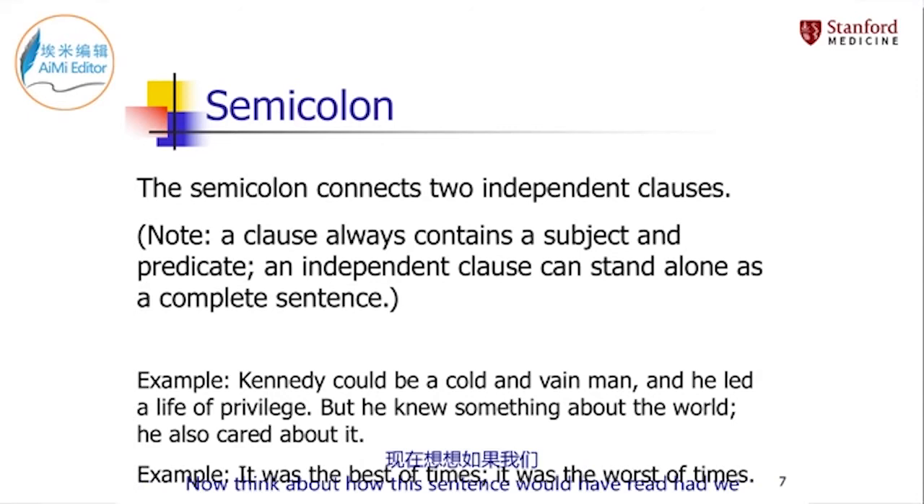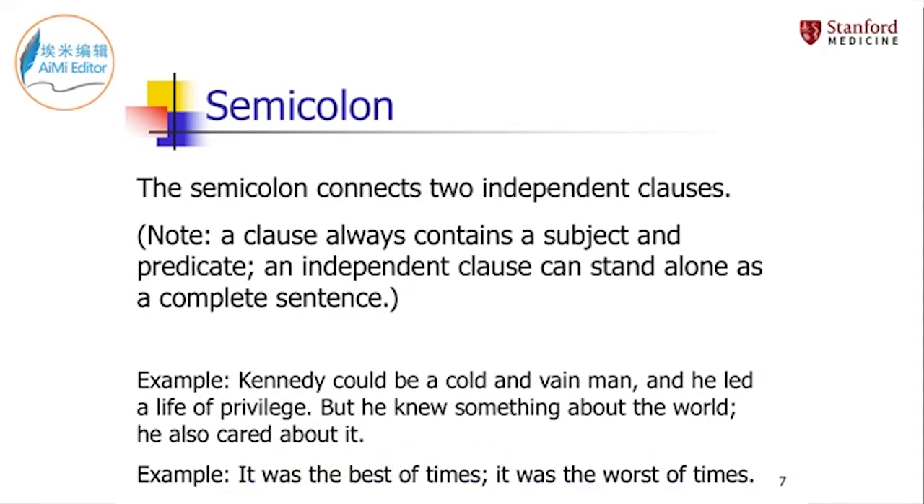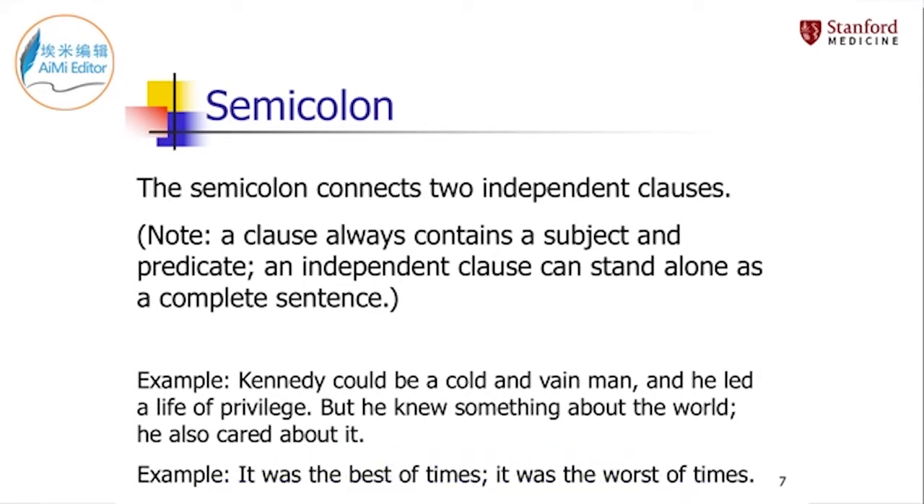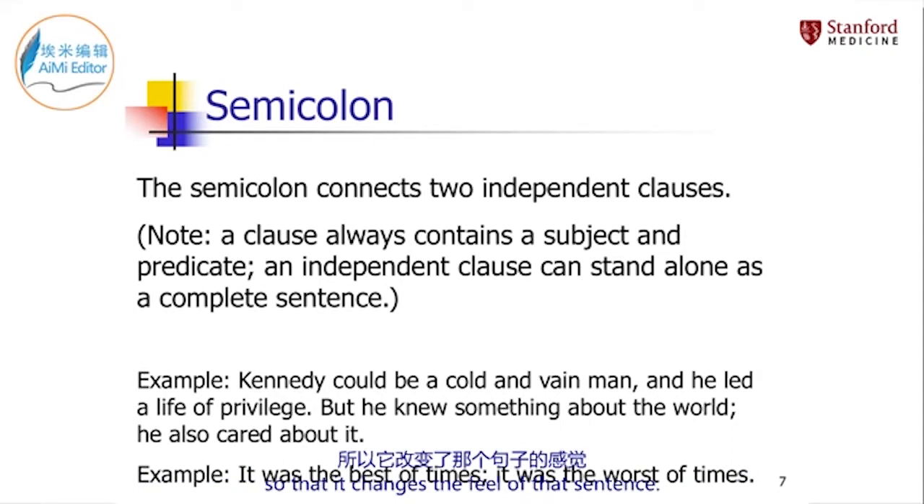Now think about how this sentence would have read had we punctuated it differently. What if we used a comma? It would be, he knew something about the world and also cared about it. You can hear that with a comma, we lose the emphasis on the he also cared about it part. What if we used a period here? It would read, but he knew something about the world. He also cared about it. Using a period here, we lose the connection between those 2 ideas, so that it changes the feel of that sentence.